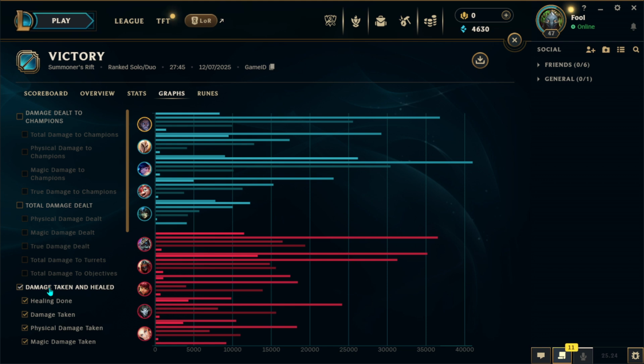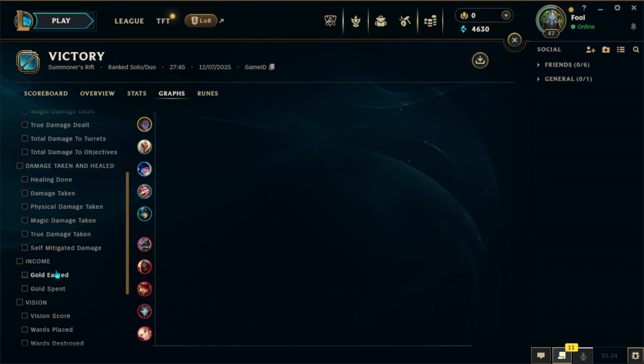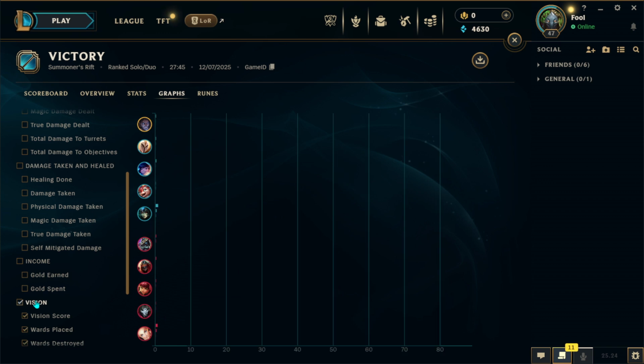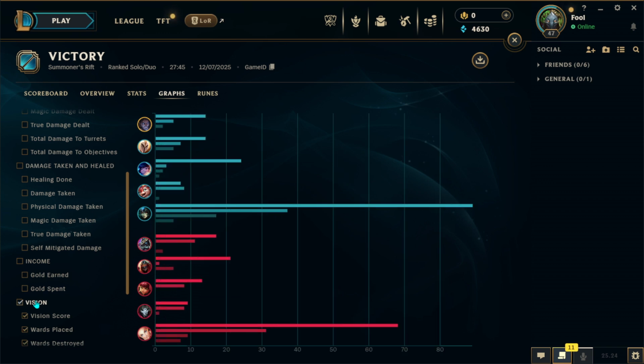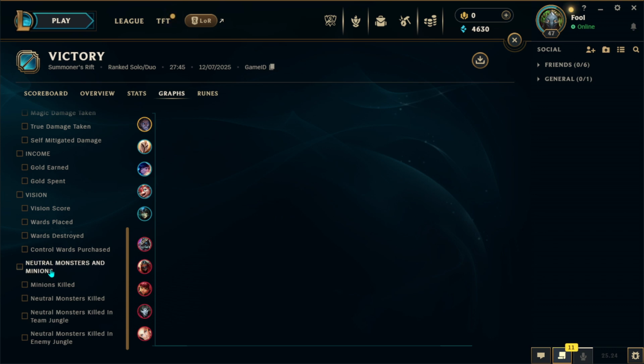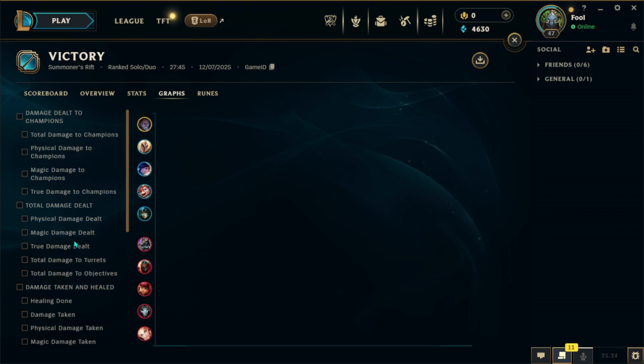Finally, take a minute to connect what you see in stats with what the graphs show. If your damage was solid, but your team fell behind in gold early, focus on farming and wave management next time. If vision was low across the board, prioritize more wards and clears. That's it. Click a match, review stats for the details, check graphs for the big picture, and use both to guide your improvement.